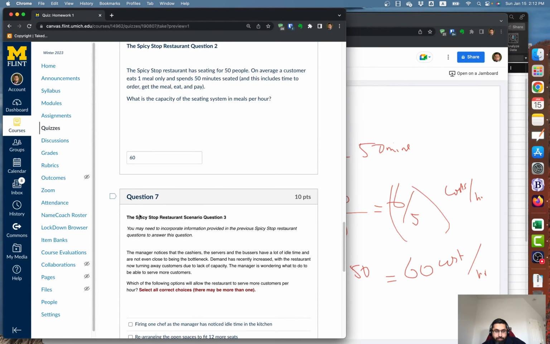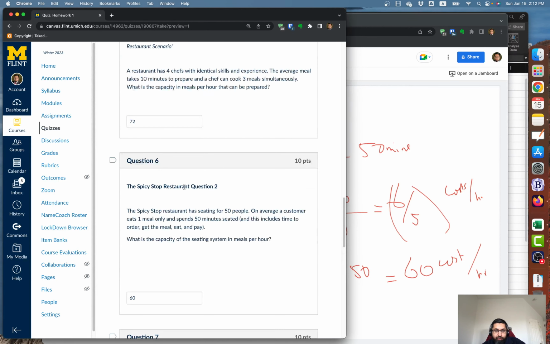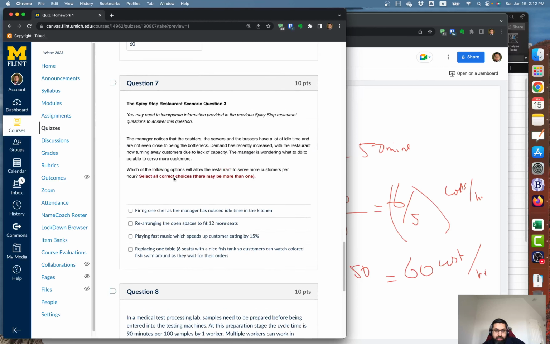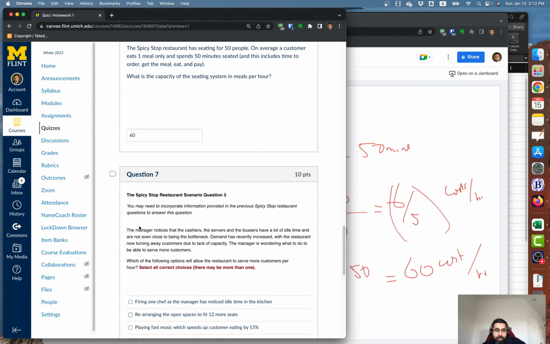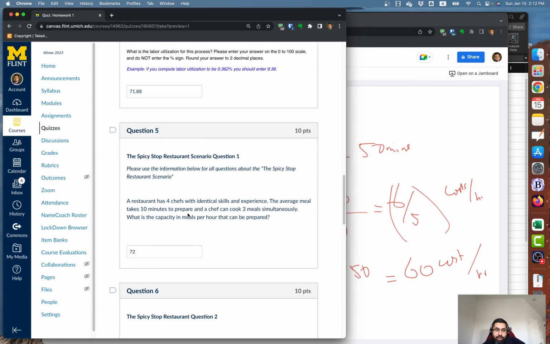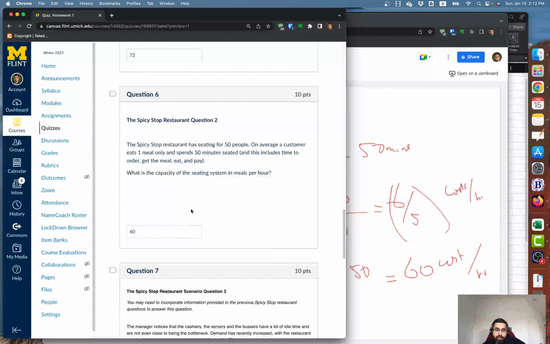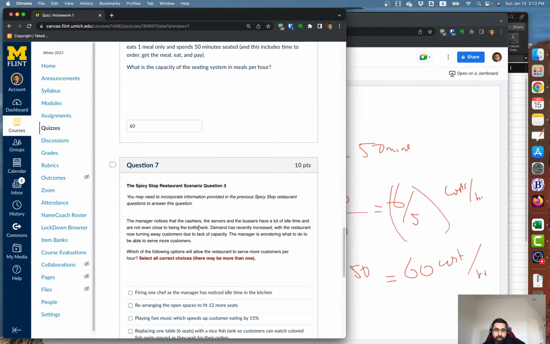Okay. So now we have to incorporate information from questions 5 and 6 to answer question 7. The manager notices that the cashiers, the servers, the bussers have a lot of idle time and are not even close to being the bottleneck. So what is left? What's left is the seating system and the kitchen. One of them has to be the bottleneck, if nothing else is the bottleneck.